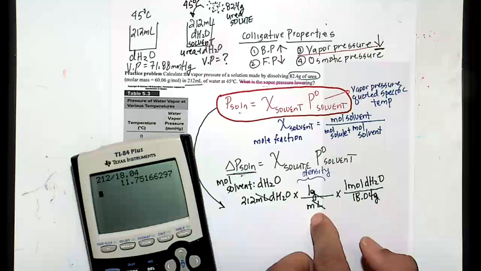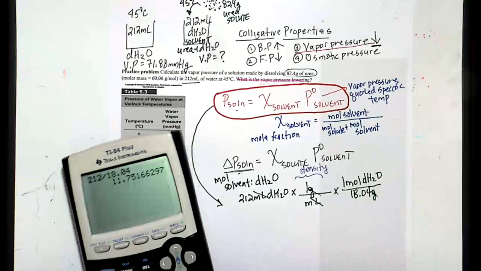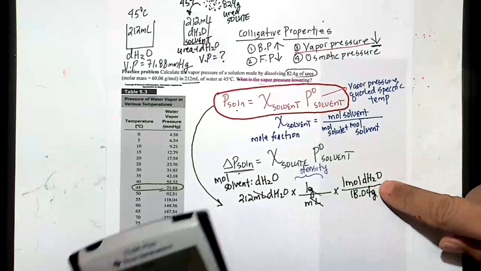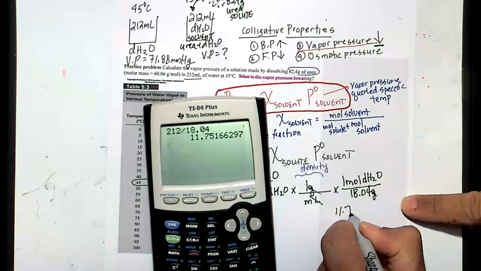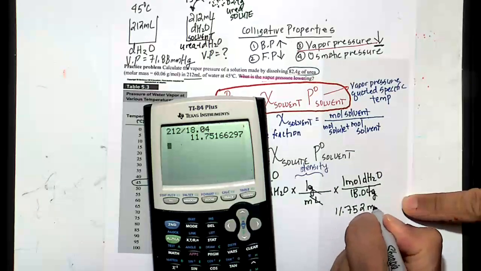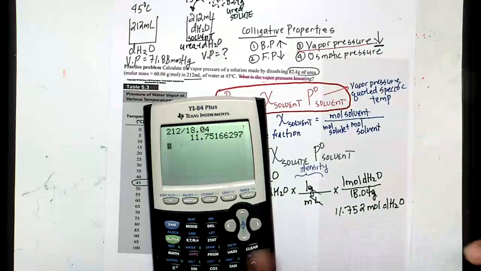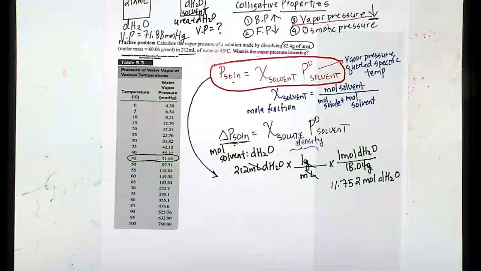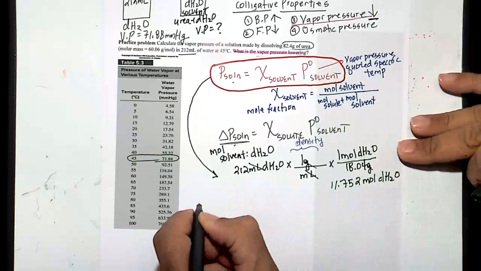So this density of water is a rough calculation. You should know it, but I'll give it to you on the exam. This is the density that helps us get from milliliters to moles, and I'm getting about 11.75. Let's do 11.75 moles of water. Okay, let's do the moles of solute. We'll do that in green. Moles of solute, and in this case our solute is urea.